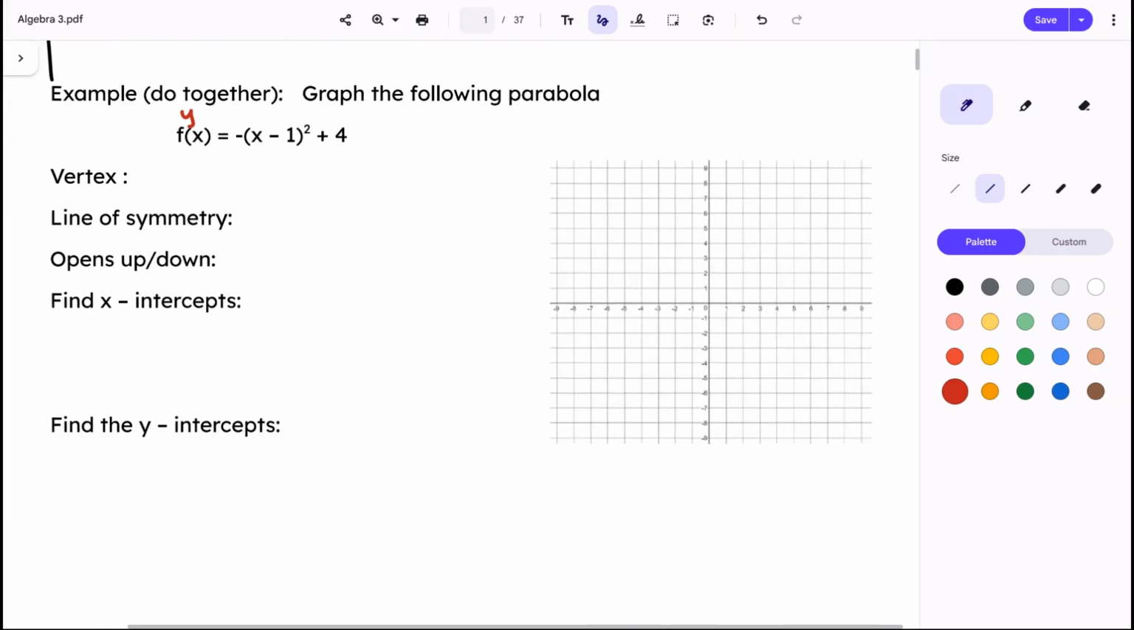It's just function notation. And we use that in case we're dealing with a lot of equations at one time. It's easier to say f of x, g of x, h of x instead of saying y equals, y equals, y equals a bunch of times and getting confused.